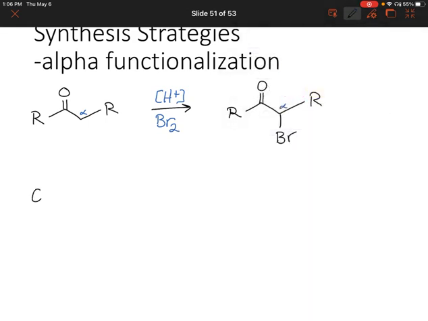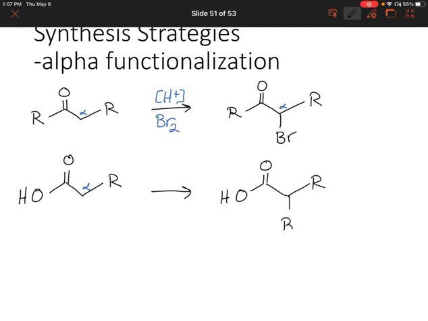All right, what if you have a carboxylic acid and you want to add bromine to the alpha position? Which reagents would you use?